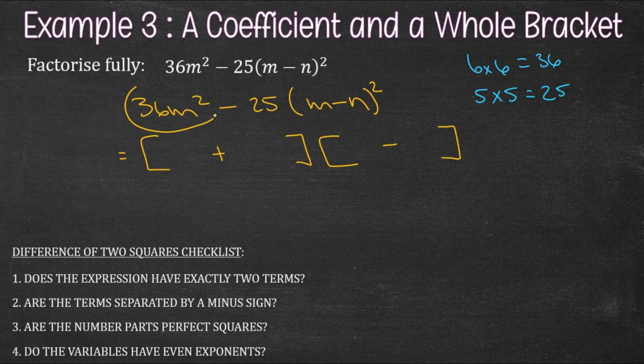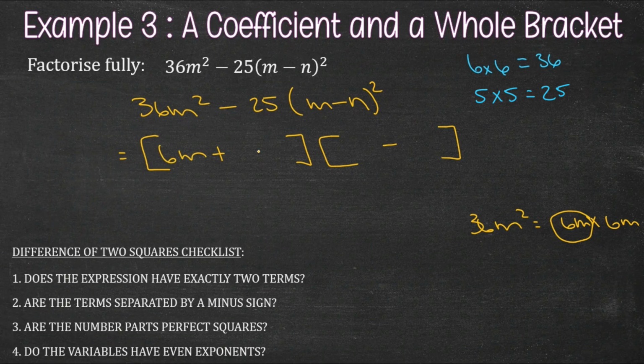Now let's take this 36m squared. I ask myself, what multiplied by itself gives us this? So let's start with the coefficient. 6 times 6 gives us 36. And m times m gives us m squared. So now I know I can take this 6m and I can place it at the beginning of both brackets. Now let's take this 25 multiplied by m minus 2 all squared. And I ask myself, what multiplied by itself gives us this?